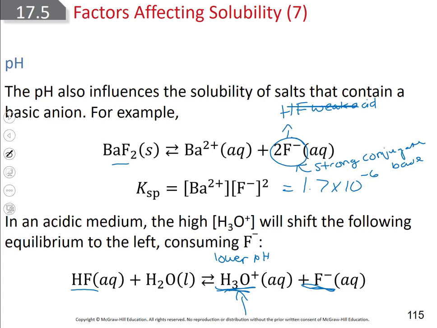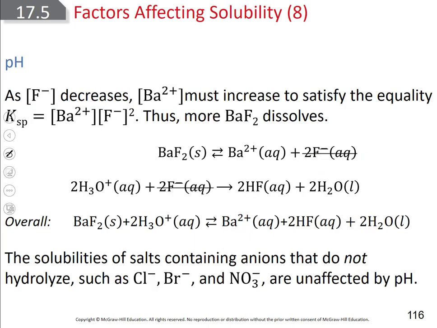So if it consumes the fluoride ions, now I'm decreasing the amount of fluoride. So back to my equilibrium for the barium fluoride, now I'm decreasing the amount of fluoride. If I decrease the amount of fluoride, is the reaction going to run more forward or more backwards? More forward. So is more going to dissolve or less going to dissolve? More will dissolve.